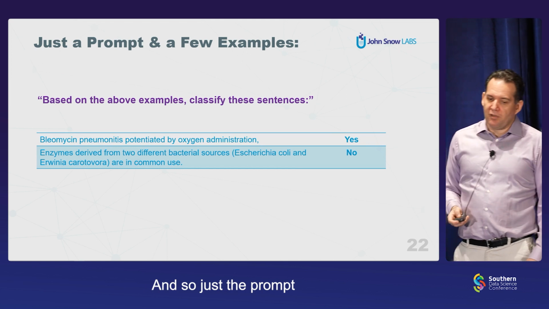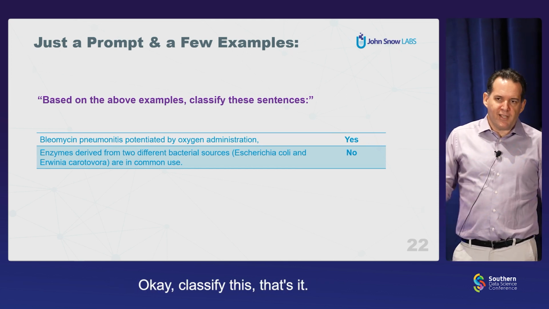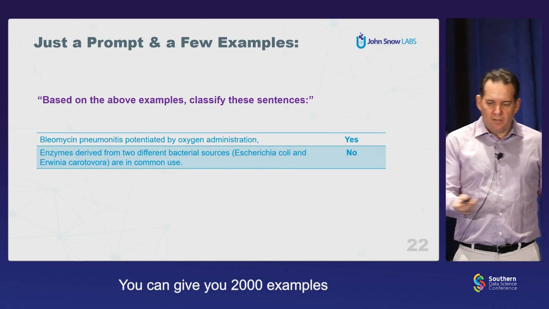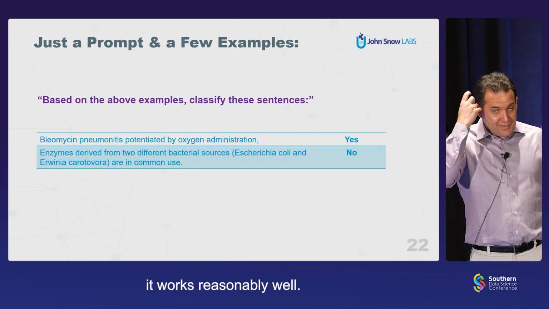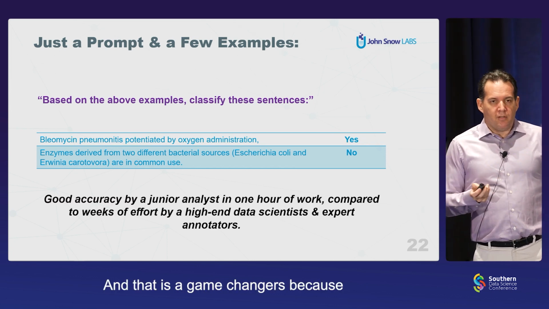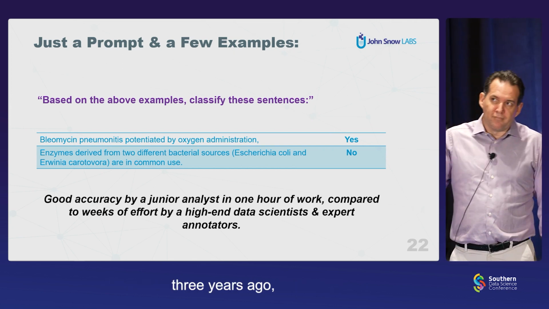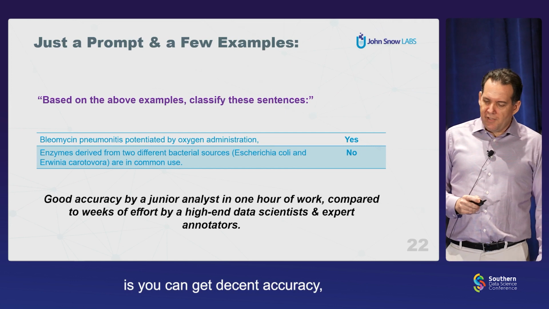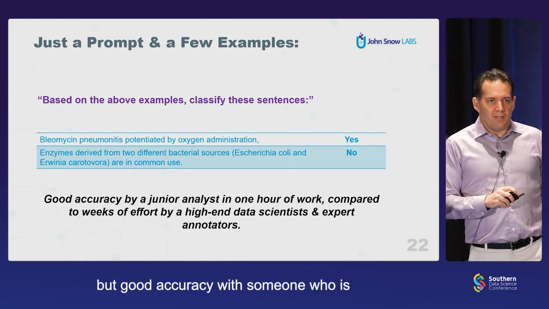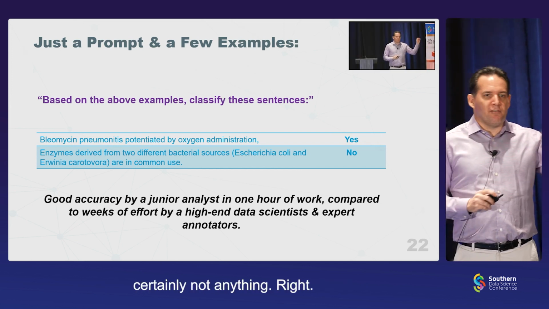So just the prompt, and then based on these examples, okay, classify these. That's it, right? And you can give it 2 examples. You can give it 2,000 examples. And it works reasonably well, right? And that is a game changer because what you can do today, which you could not do 3 years ago, is you can get decent accuracy, not great, but good accuracy, with someone who is not a data scientist, not a programmer, not a software engineer, not anything, right?